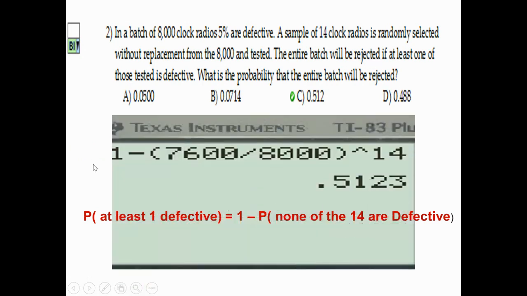All right, so it's 1 minus 7,600 over 8,000 raised to the 14th power. All right, and the calculator does this. You put this into your calculator, making sure you enclose this division portion in parentheses raised to the 14th power. All right, so these at least one problems make use of the complement rule.